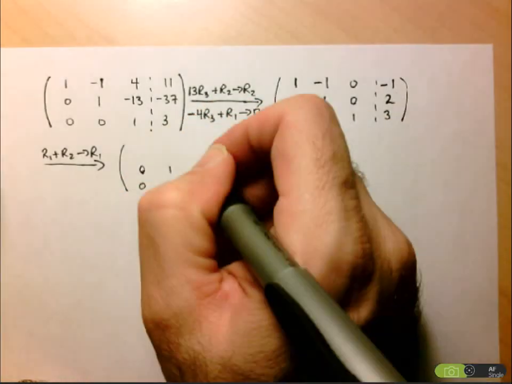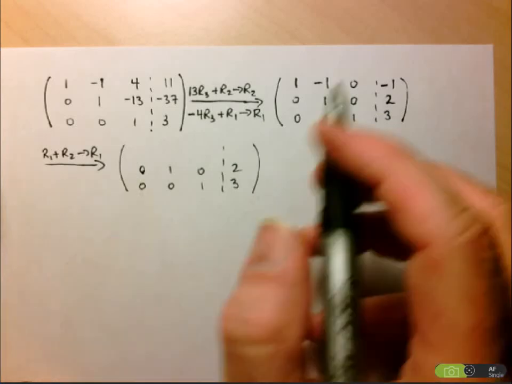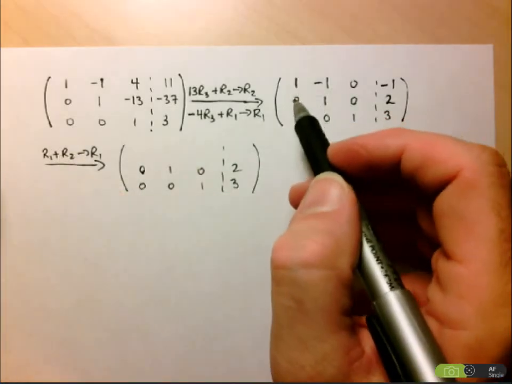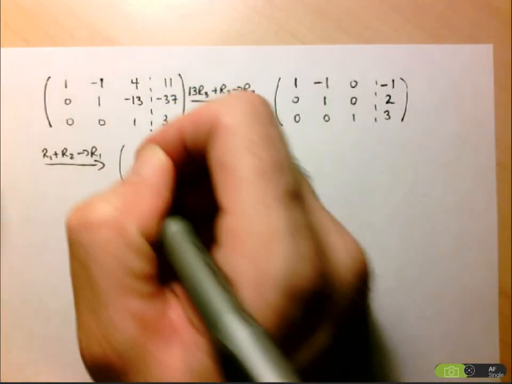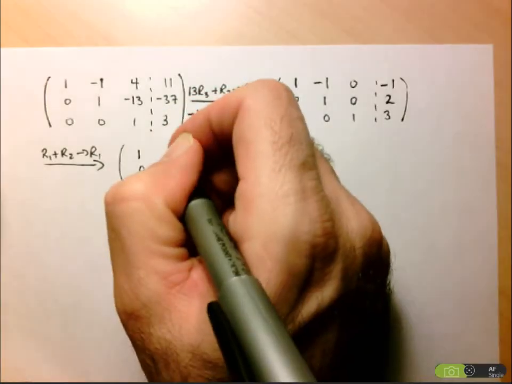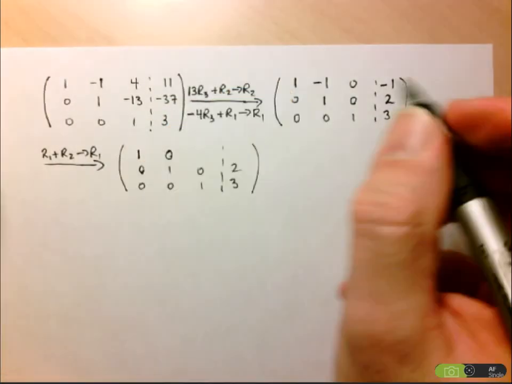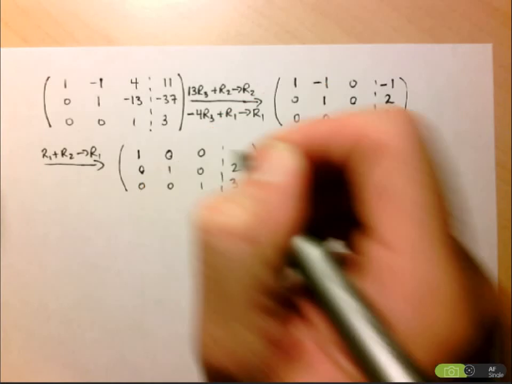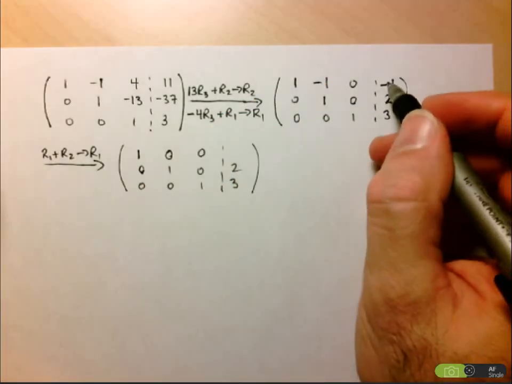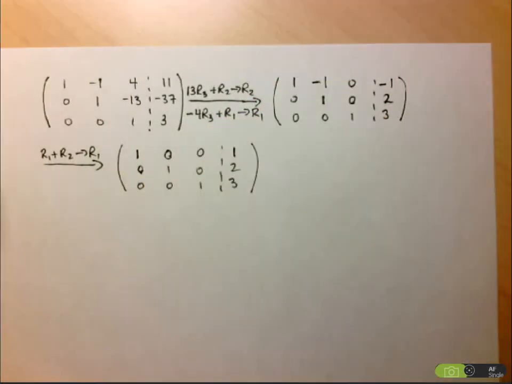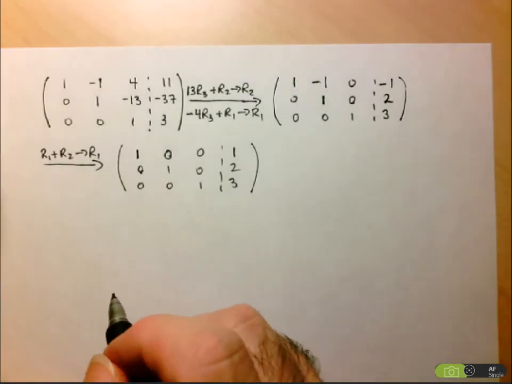1, 0, 2. And now let me do R1 plus R2, so 0 plus 1, that doesn't change. 1 minus 1 is 0, exactly what I wanted. Here, 0 and 0 doesn't change. And here I've got 2 minus 1 is equal to 1.